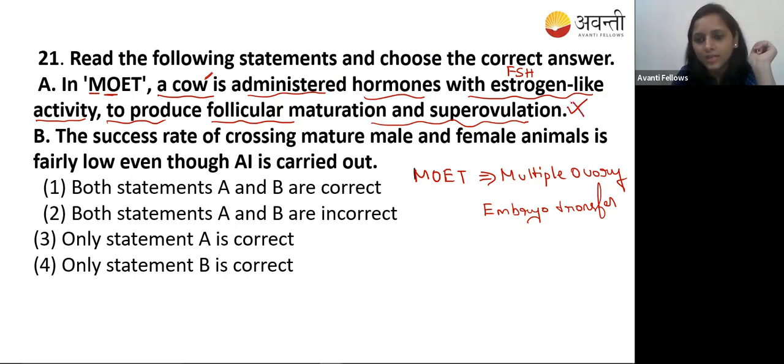So that is a wrong statement, because we are not using estrogen, we are using FSH.